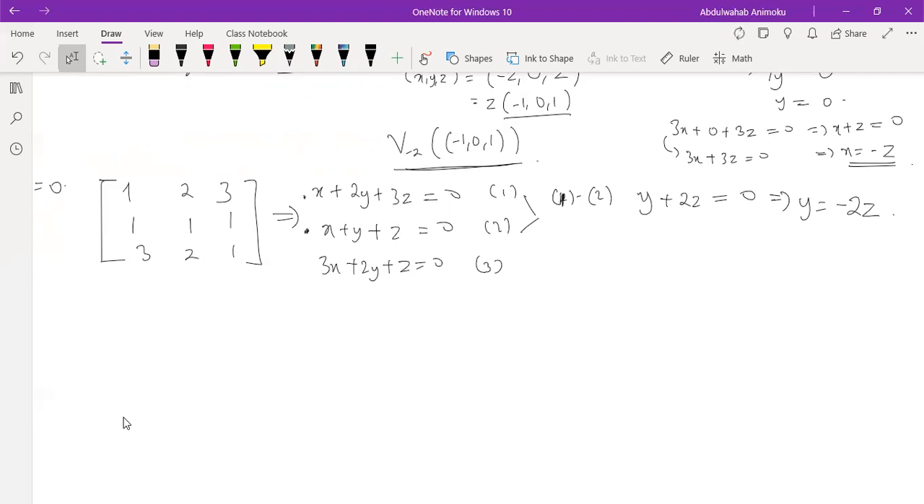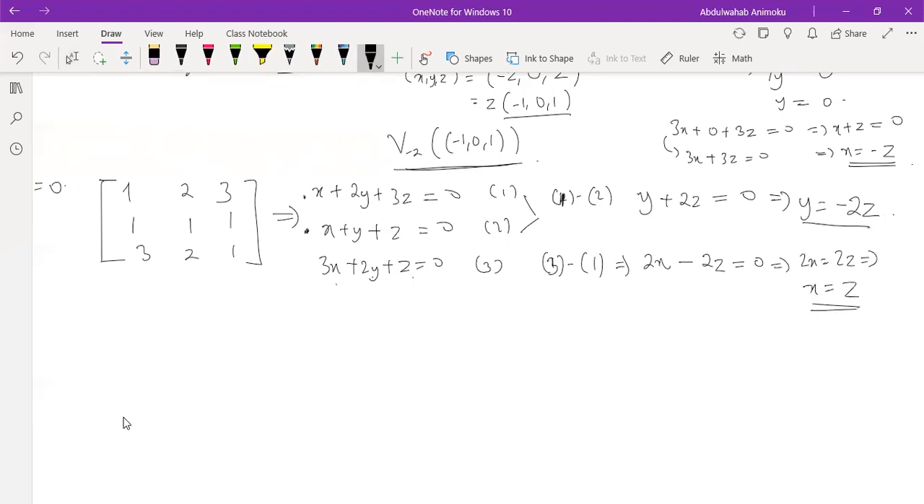Well, what about between equation 1 and 3? Let's also do the same thing. Because we have 2y here, we can use that to eliminate y. So let's subtract equation 1 from equation 3. Okay, when we do that, we'll have 3x minus x, that will be 2x, 2y minus 2y, that will be 0. Then we have z minus 3z, that will be minus 2z, equal to 0. So this effectively gives us 2x equal to 2z, which means x is equal to z.